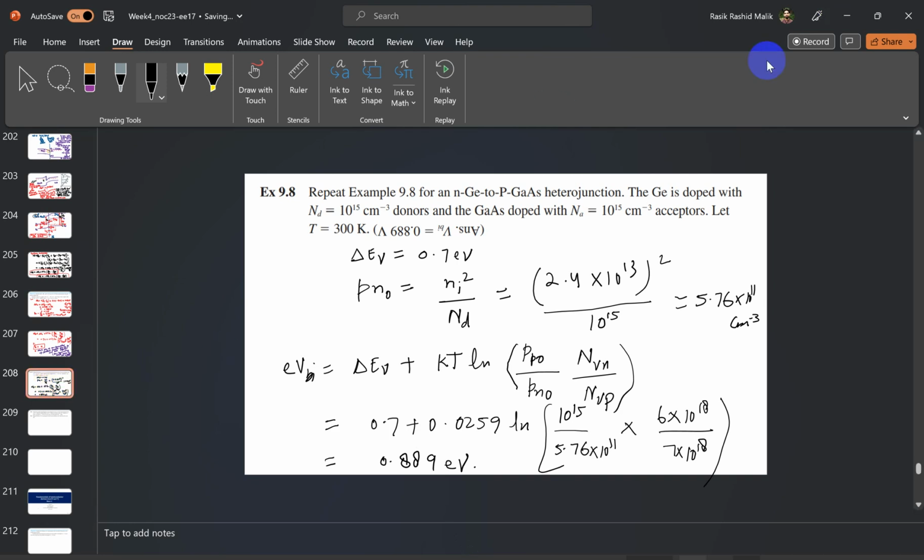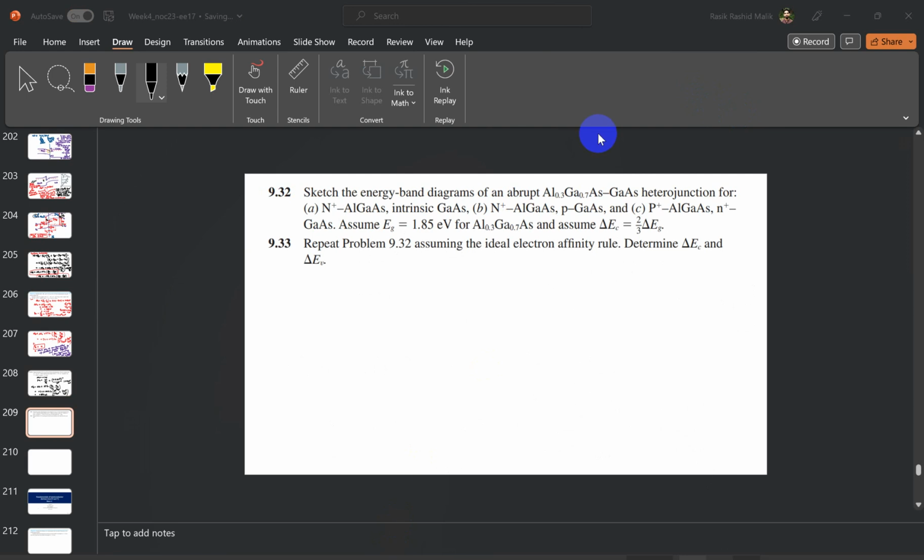Okay, let's solve now the next question. Here we have to sketch the band diagrams of an abrupt aluminum gallium arsenide and gallium arsenide heterojunction. For the three cases where the doping is different, we have the case where aluminum gallium arsenide and intrinsic gallium arsenide are there, and then we have the N positive aluminum gallium arsenide and P type gallium arsenide, and then we have P positive aluminum gallium arsenide and N positive gallium arsenide.